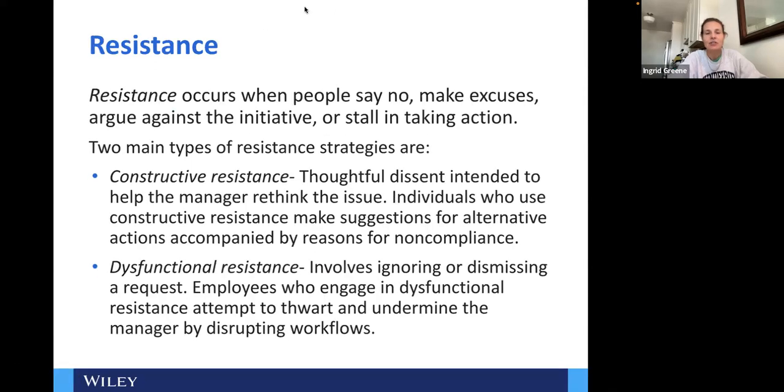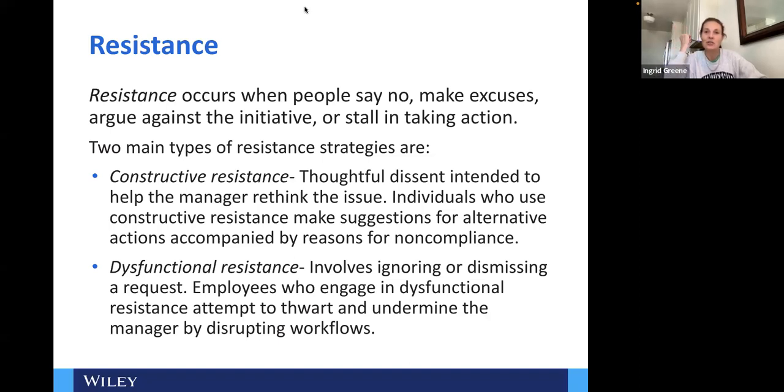Now we have resistance. So again, not always a bad thing, right? When people say no, make excuses, argue, there are two different strategies. What happens? First is the constructive resistance, right? This is thoughtful. This is more when people are more conscientious. And this happens more and more, right, with these flat organizations, because people feel empowered to speak up. They maybe will take some time to make suggestions for alternative actions. They'll stall, and they'll wait, maybe.